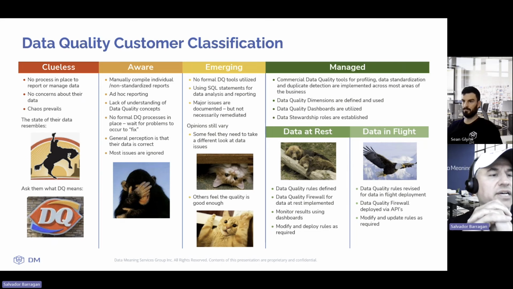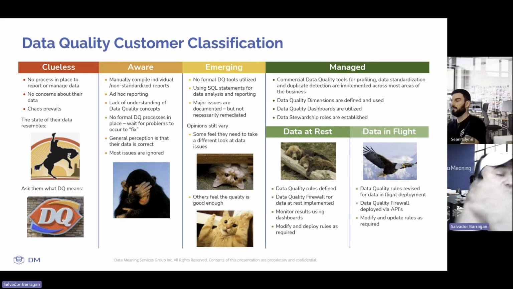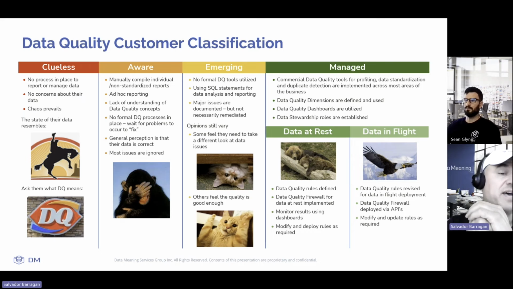So clueless. Clueless is exactly what it says. You don't have any idea what your data means. You don't understand the context. You don't even know if it's any good. And not only that, but really nobody cares, which I think is probably not something anybody could believe is occurring in any organization. But if you're at that stage, you're in the clueless stage. Probably the best meme I have here is when someone asks what DQ means, you think of Dairy Queen. So it's definitely an area you don't want to be in. It's the lowest level of maturity in your data quality program, but it's someplace that should definitely be avoided at all costs.